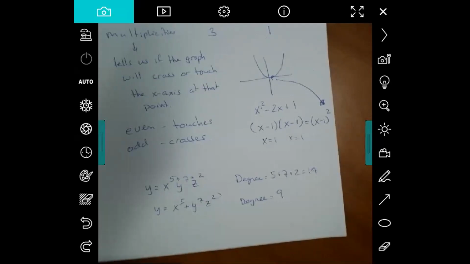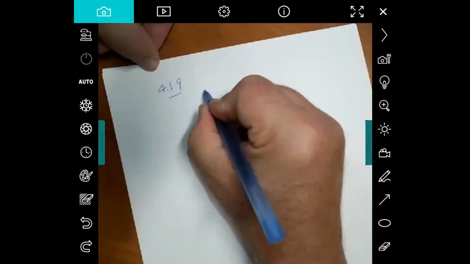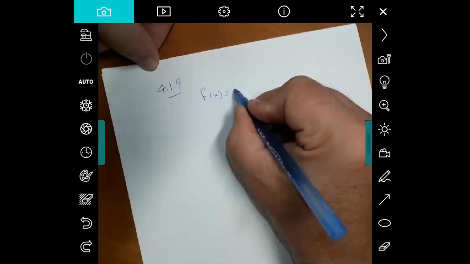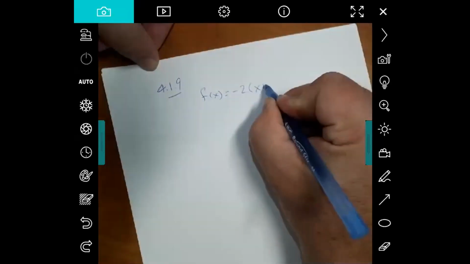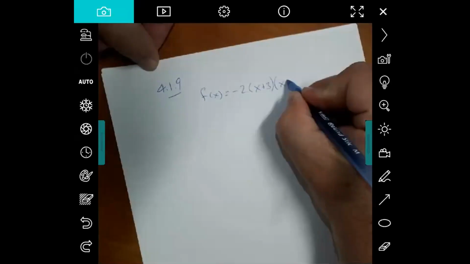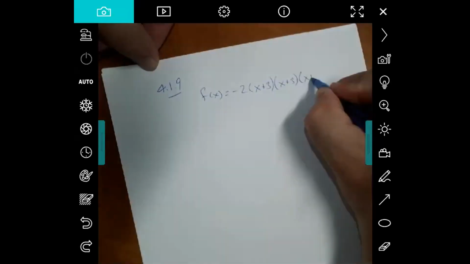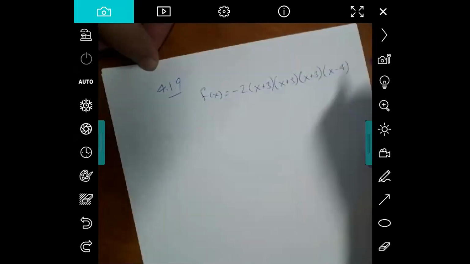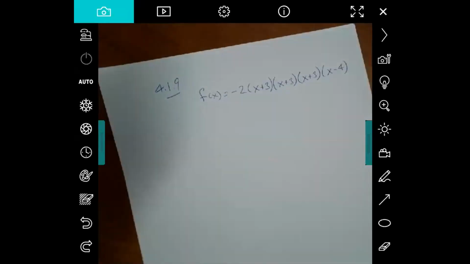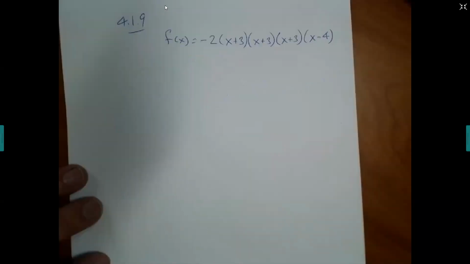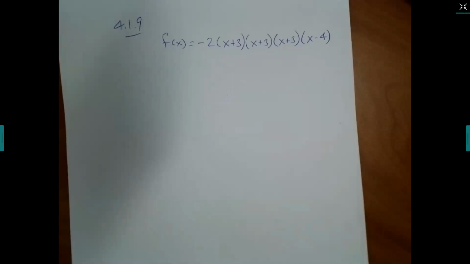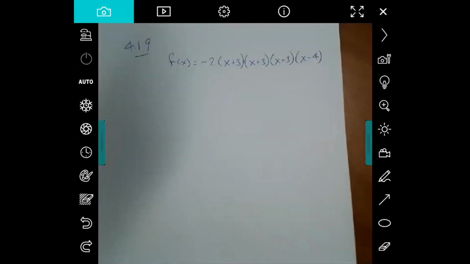Find the zeros and state the multiplicities of each. Okay. Here's the next one. F of x equals -2x plus 3, x plus 3, x plus 3, x minus 4. It says find the zeros and state the multiplicities.